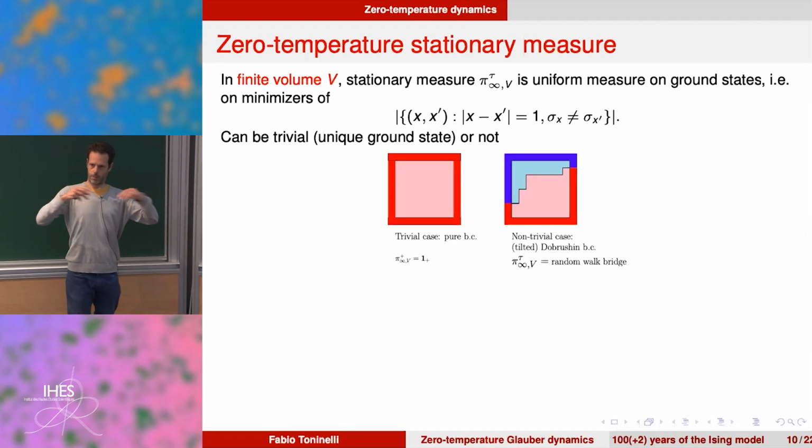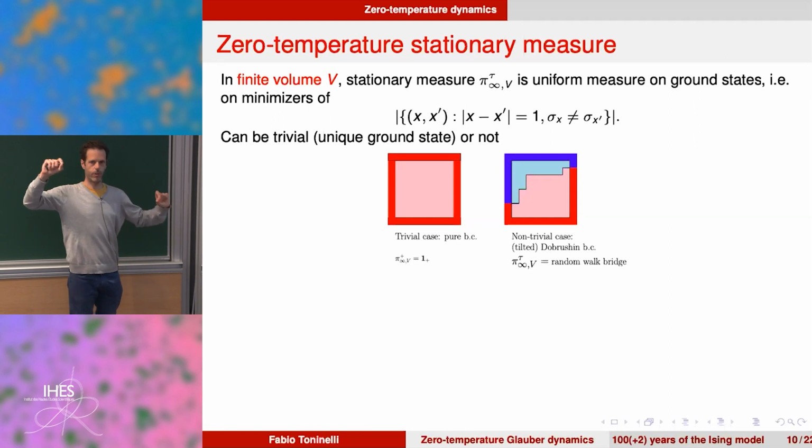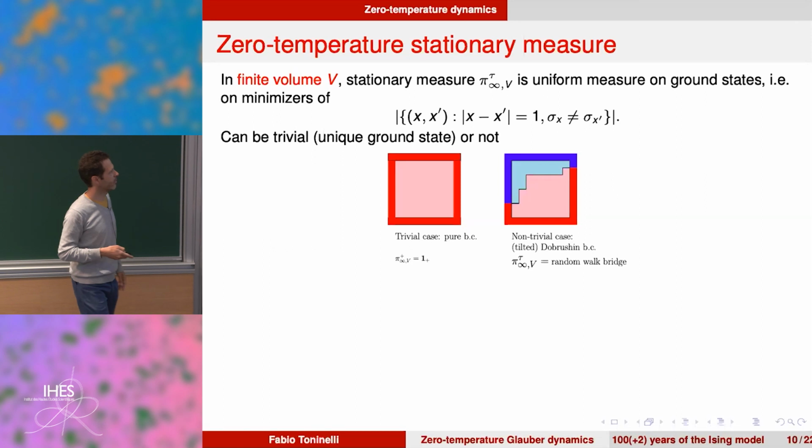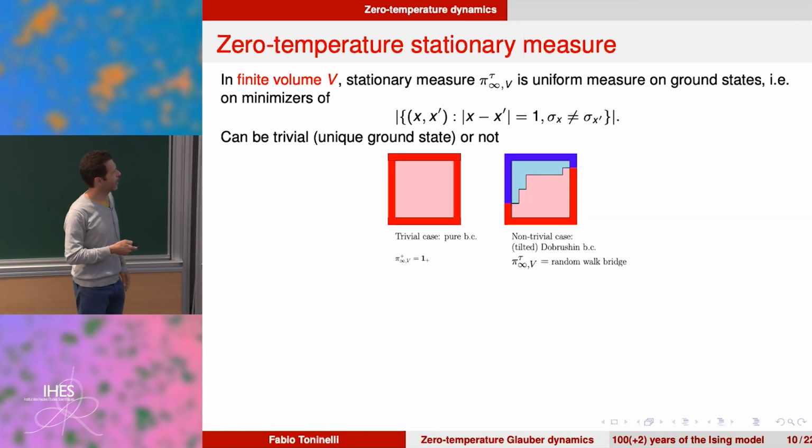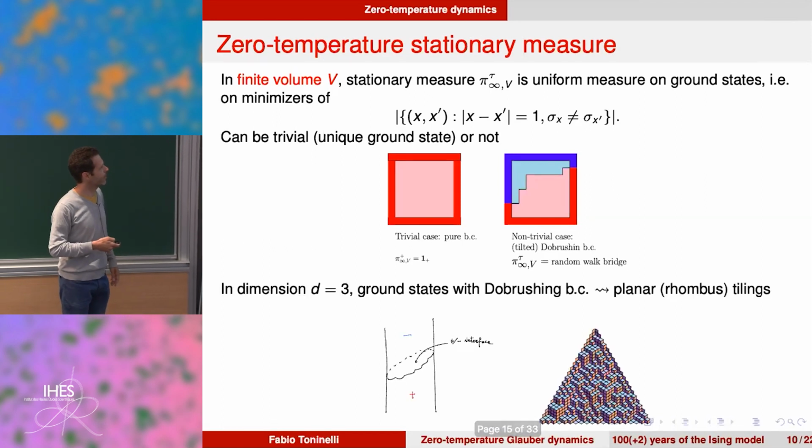If the boundary is horizontal, then there is just one configuration. So it's still non-trivial, but it is a very well-known measure. This is simply a random walk bridge. You fix the endpoints, and then you have just a random walk bridge. So still, it's something we know. But things become much more non-trivial in higher dimensions.